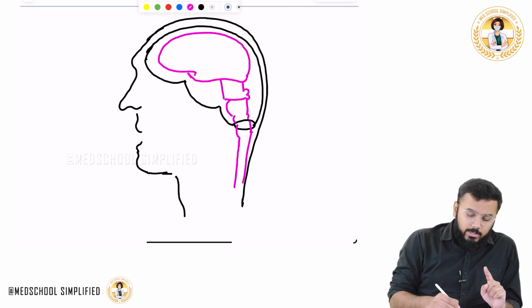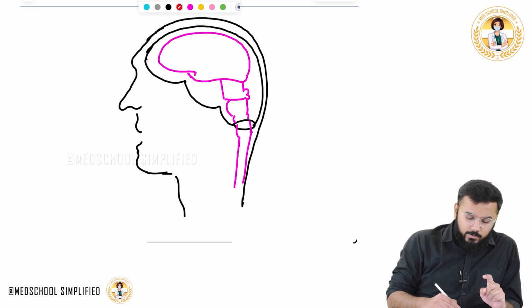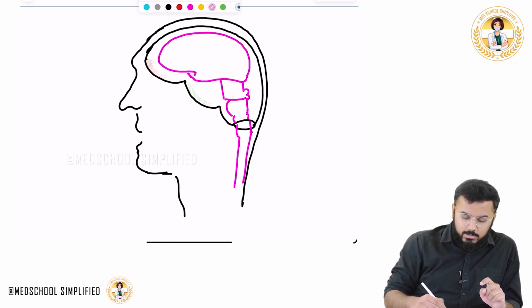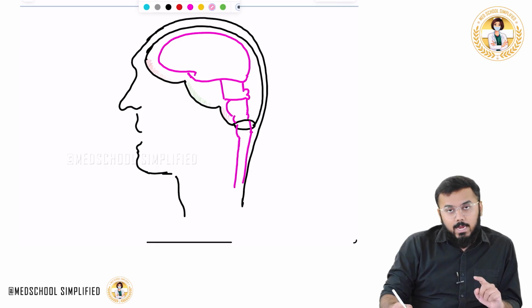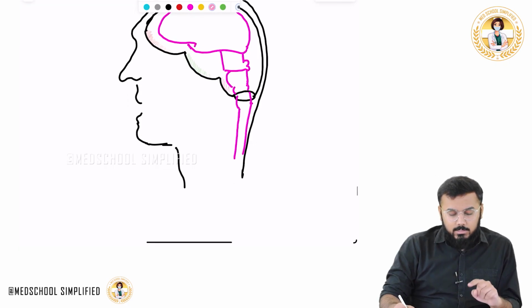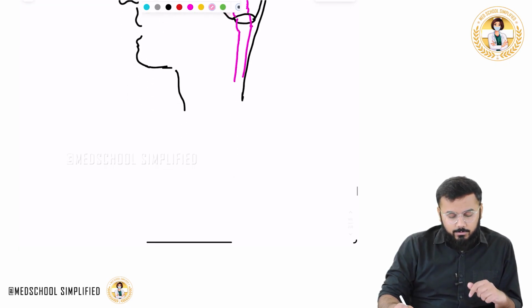Now the important thing to know is that first we shall mainly discuss the anterior cranial fossa. After the discussion of the anterior cranial fossa, we shall discuss the middle cranial fossa, and at last we shall discuss our posterior cranial fossa. Now this is from the side view.